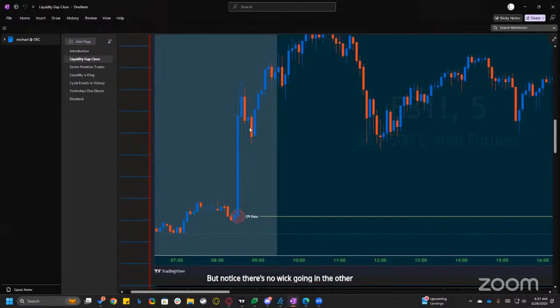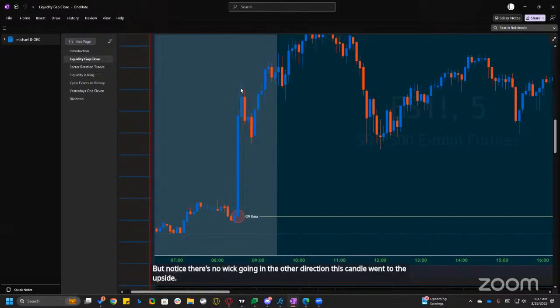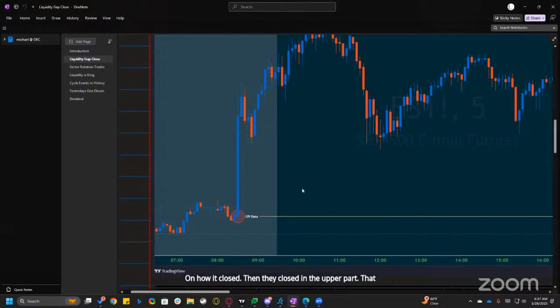This candle went to the upside. There was no downward move, and it closed in the upper 75 percentile. If we were to take this candle and break it into 4 quarters, with 50% being the line in the sand between a bullish candle and a bearish candle on how it closed, then it closed in the upper part. That's another piece of it that we would want to see.